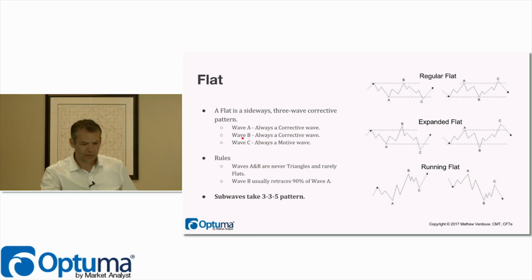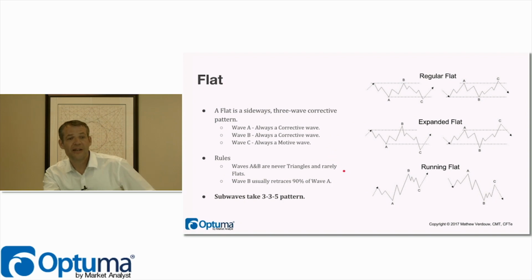Wave A is always a corrective wave, and then wave C is always a motive wave. Remember, that's the substructure. Corrective waves are usually three subwaves, whereas a motive wave is made up of 5 subwaves. And so that's why we're talking about that there. We've got these rules.